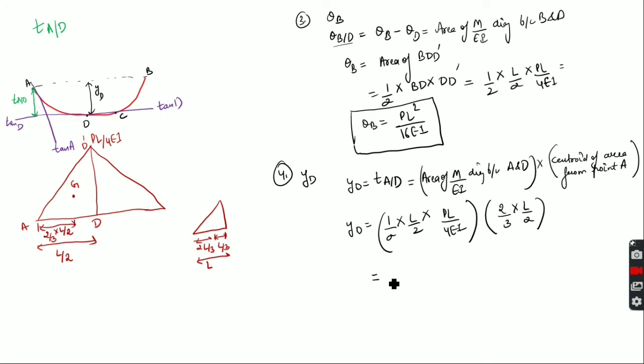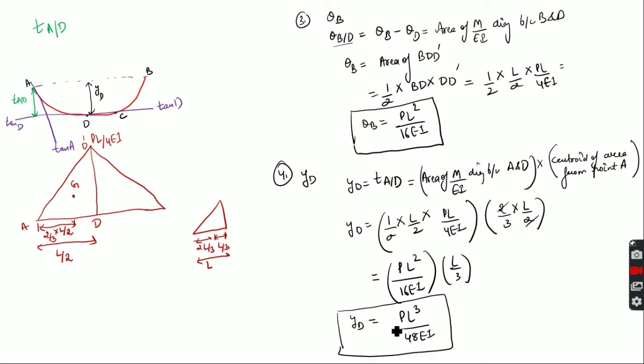After solving this, we will get PL square by 16 EI into L by 3, where the 2 and 2 get cancelled. So we will get PL cubed by 48 EI, which is the deflection at the center of a simply supported beam acted upon by a load acting at its center.